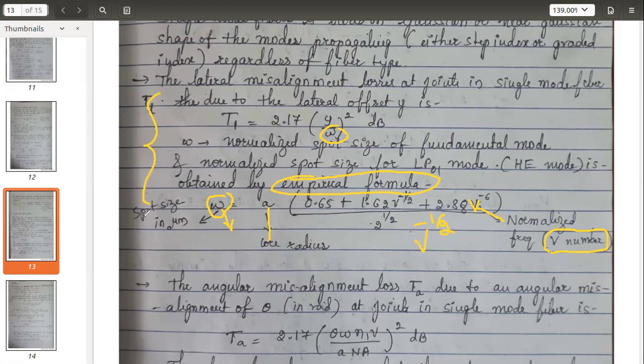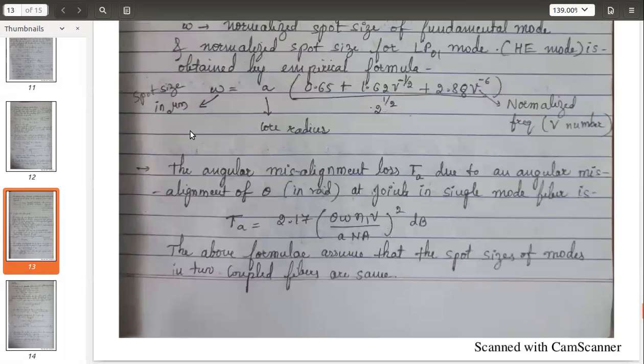Whether it is step index or graded index, I'm talking about single mode. There is only one equation, TL. Now coming to the angular misalignment. Lateral misalignment is over. Angular misalignment is given by the equation TA is equal to 2.17 theta omega n1 V divided by A. In this, omega is the spot size, n1 is the core refractive index, V is the normalized frequency or V number, A is the core radius. Again, theta is the angular misalignment value.